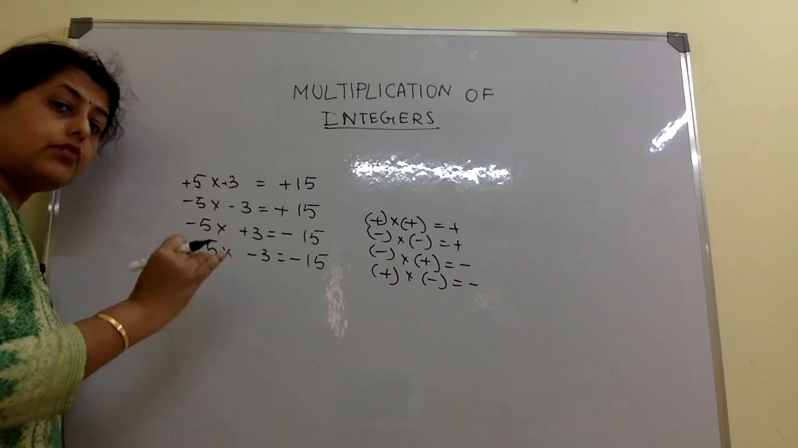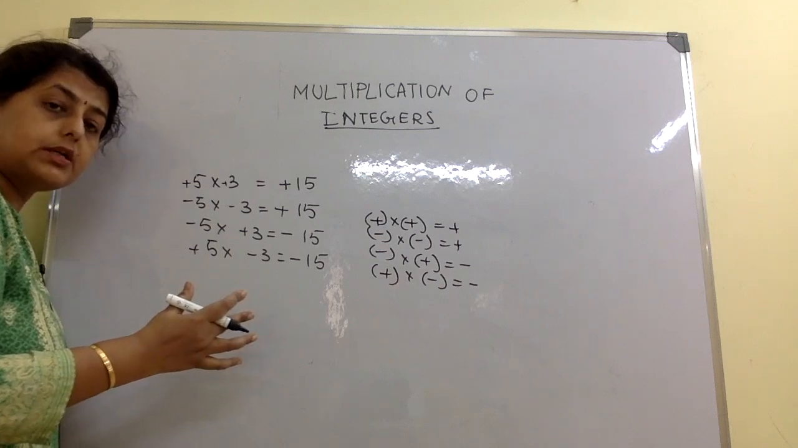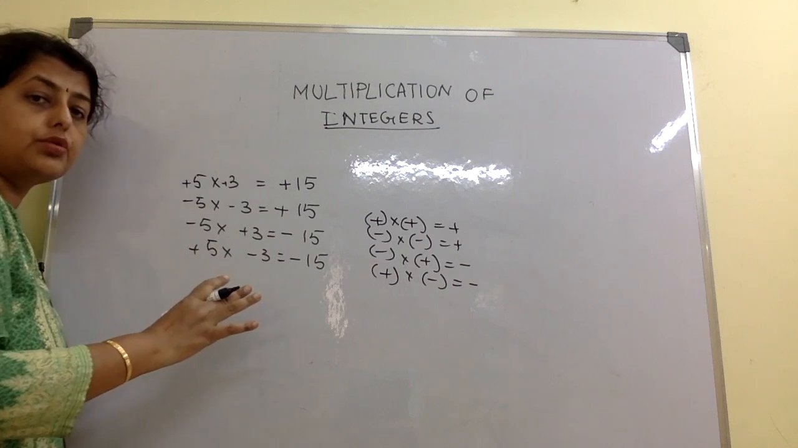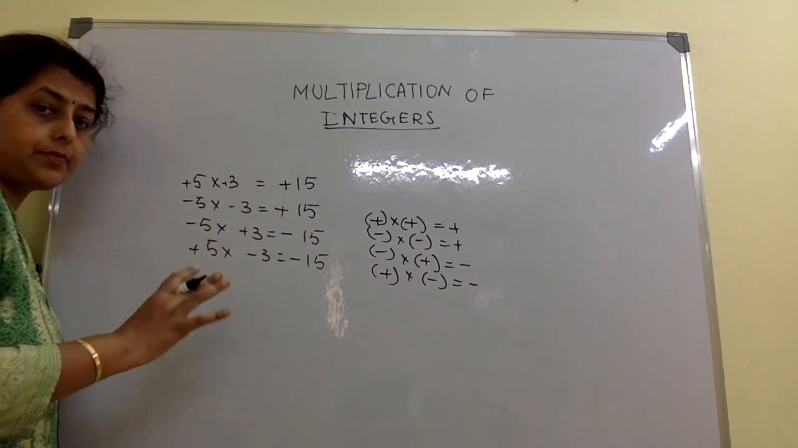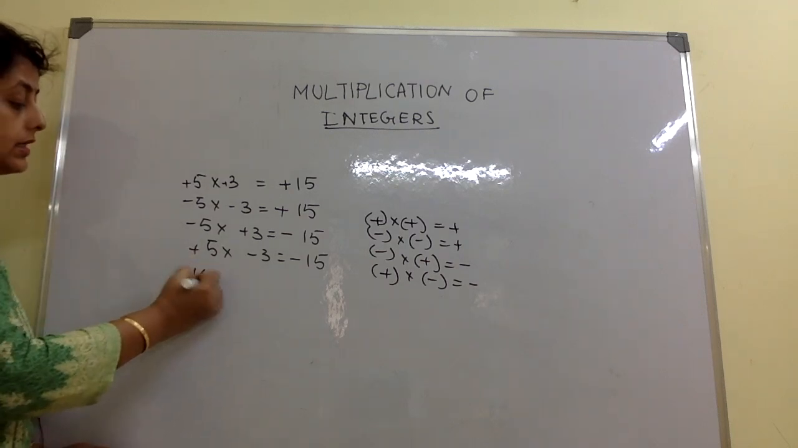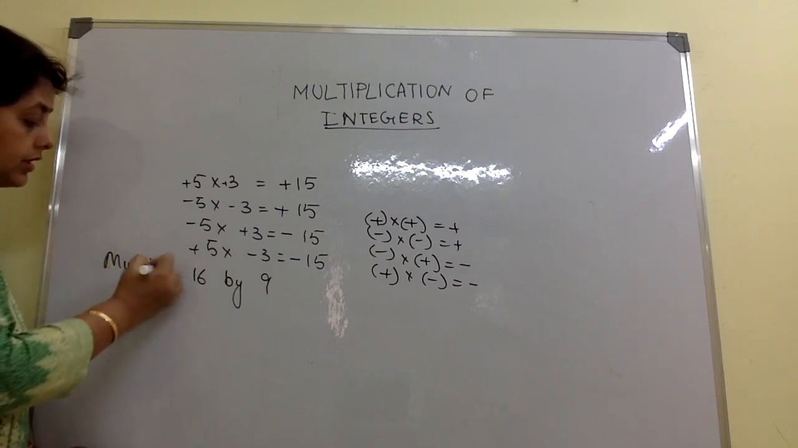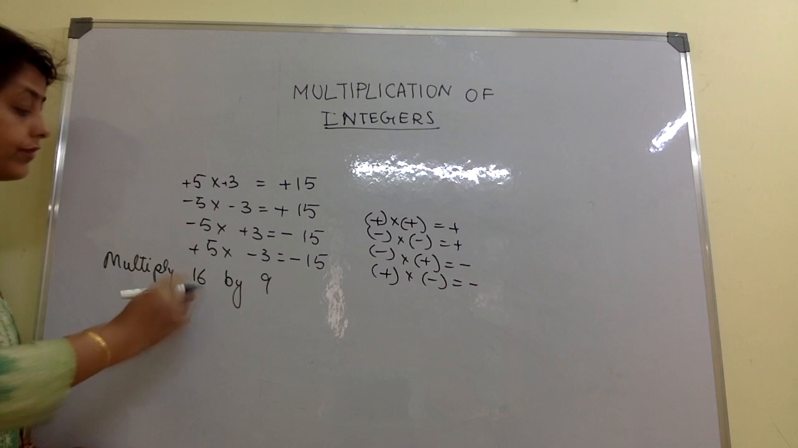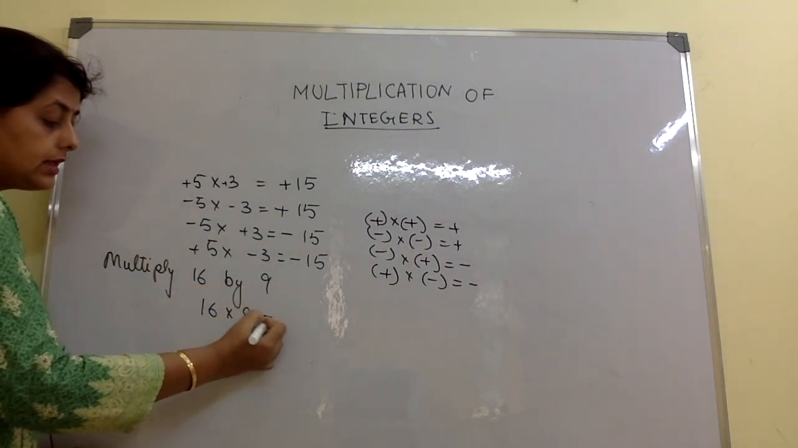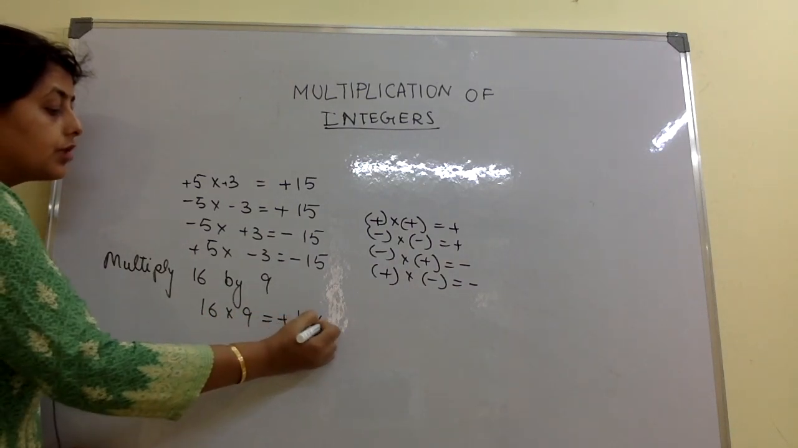Now this idea will be followed if you are working algebraically with variables. If you are working with fractions, even then this is what is going to be followed. The rule doesn't change anywhere. So here let me take: multiply 16 by 9. If no sign is given, it means positive. So 16 into 9, plus into plus is a plus, and 16 into 9 is 144.